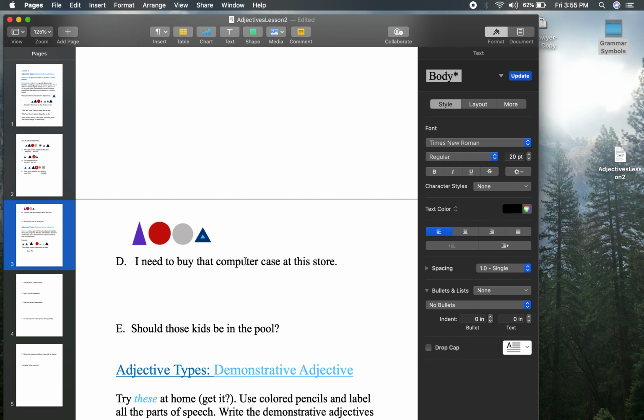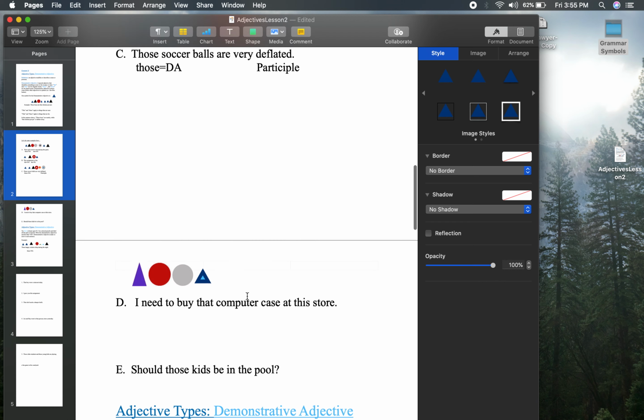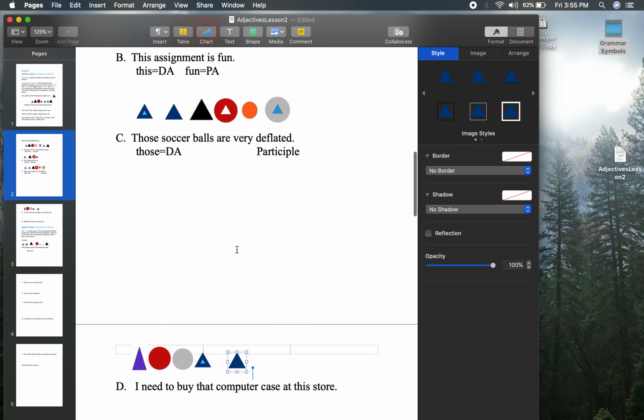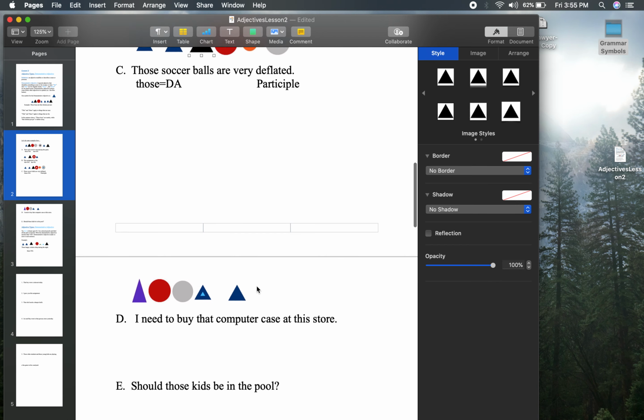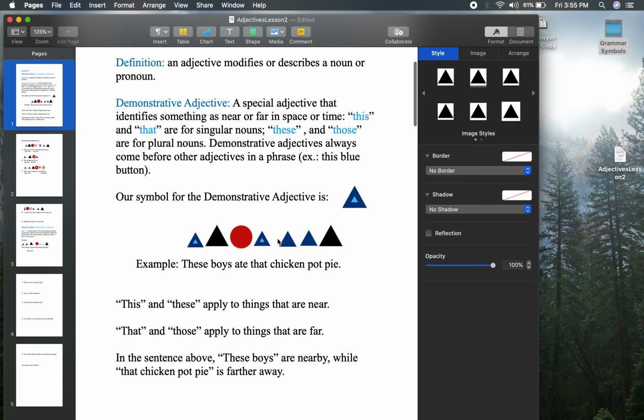And computer, isn't that a noun? Well, it can be. But in this case, it's an adjective because it's modifying the case. Case is our noun. What are you buying? A case, not a computer. Be very specific. Every sentence has its own logic.